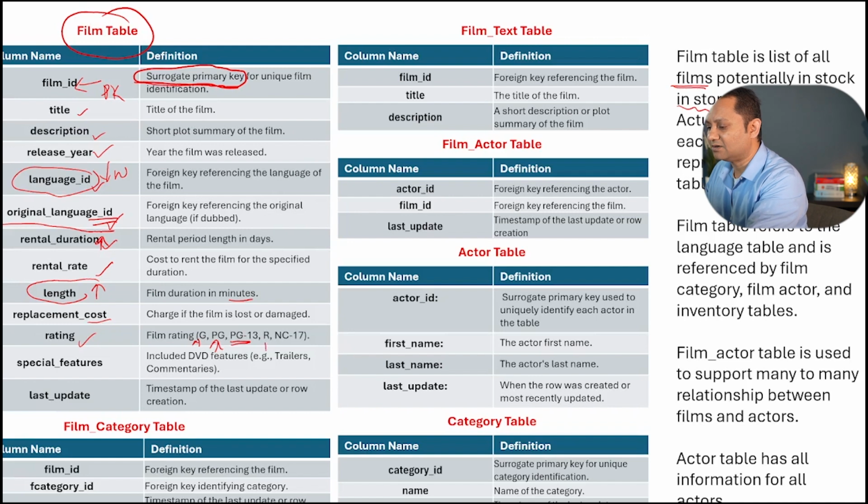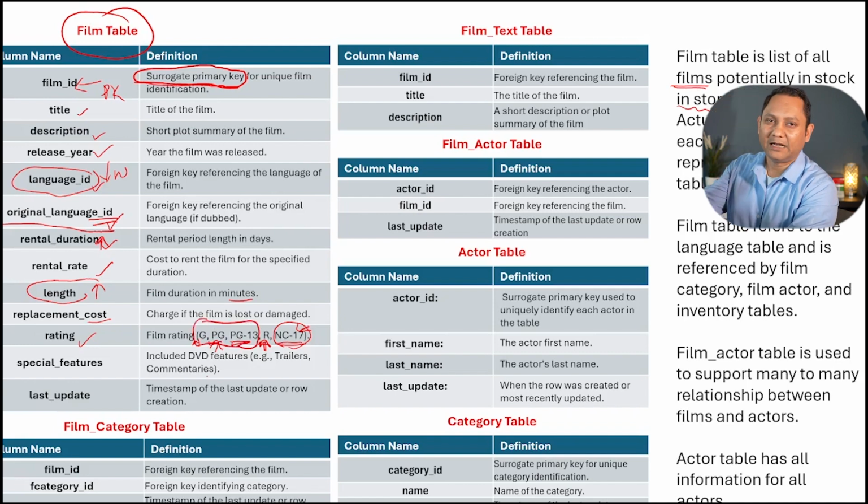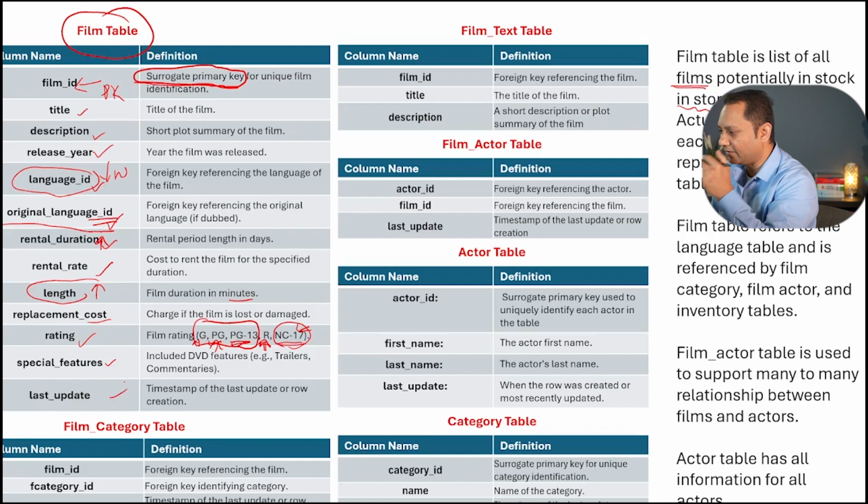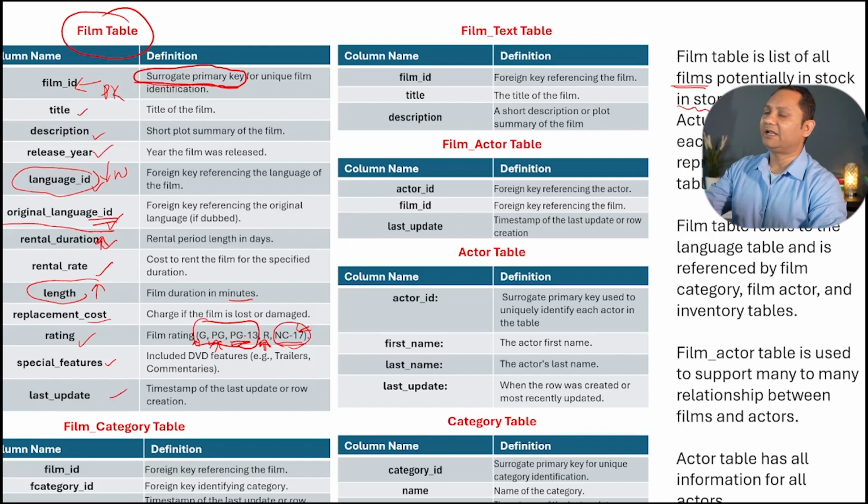And R is restricted. NC 17 is not allowed, it's kind of anyone who is less than 18 years should not watch. All the famous Hollywood movies would be either PG or PG 13, where you have some mild violence, some mild dialogues, and some nudity, but with parental guidance, kids can watch it. Special features are like if the DVD has commentary or not, last updated, like when was this updated, right? So you can see the film table has comprehensive information about the film.